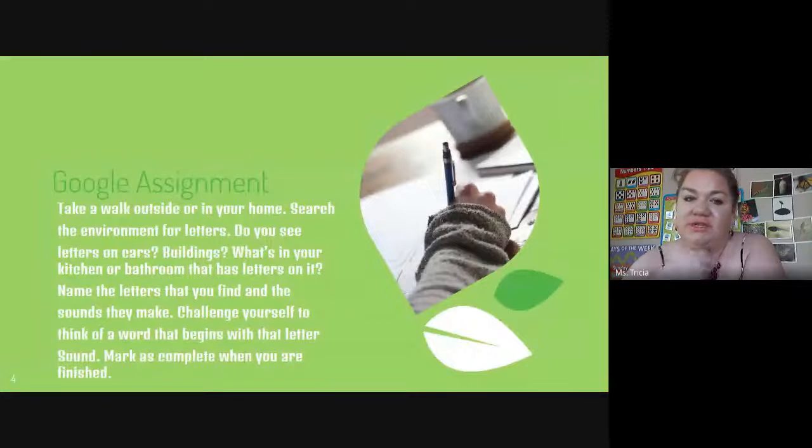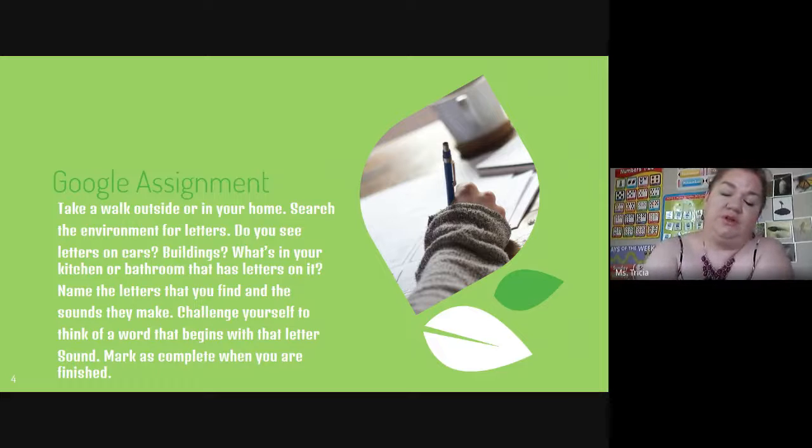So today's Google assignment is take a walk outside or in your home. Search the environment for letters. Do you see letters on cars or buildings? What's in your kitchen or bathroom that has a letter on it? Name the letters that you find and the sounds that they make. Challenge yourself to think of a word that begins with that letter sound and go onto Google Classroom.